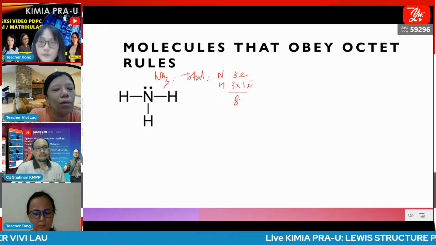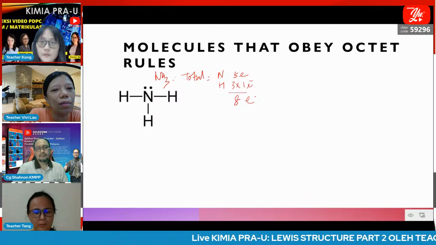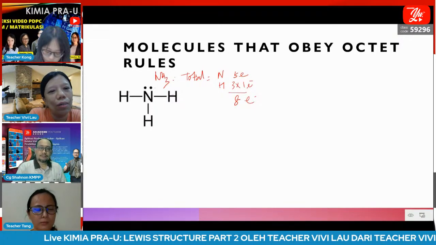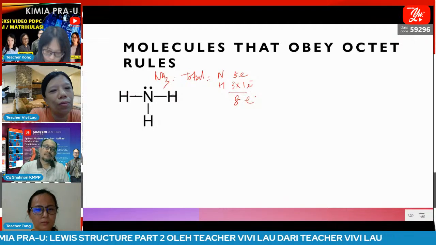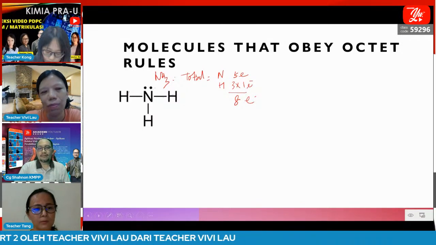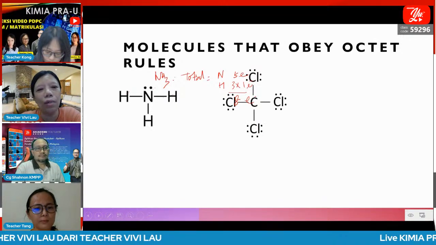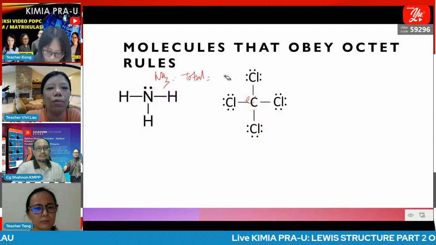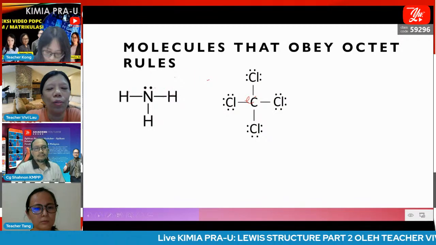You draw the nitrogen first, then draw the surrounding hydrogen. Draw the bonds, so 2, 4, 6. Then put the lone pair on the central atom. So very easy for ammonia. Next one, we look at CCl4. In CCl4, carbon is the central atom.